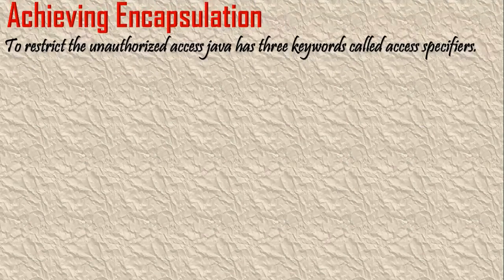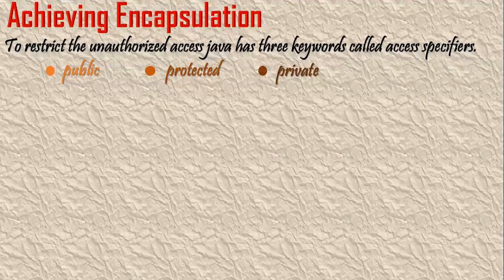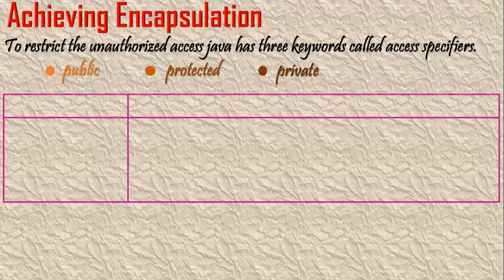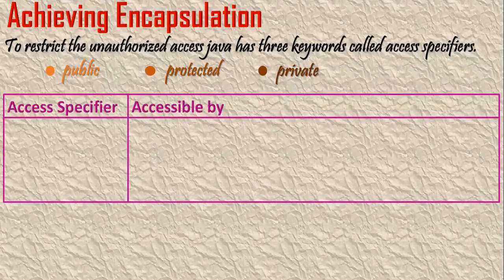To restrict unauthorized access, Java has three keywords called access specifiers. The first one is public, next is protected, and private. While declaring data members, any one of these keywords is specified with data members or method prototype. Let us learn the access level of these access specifiers.